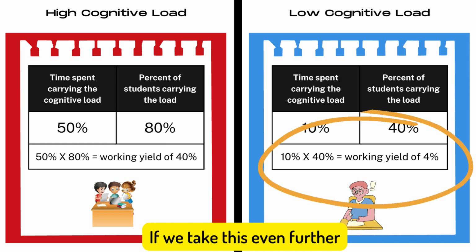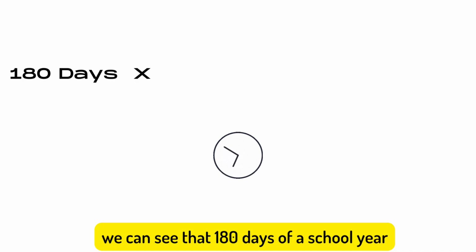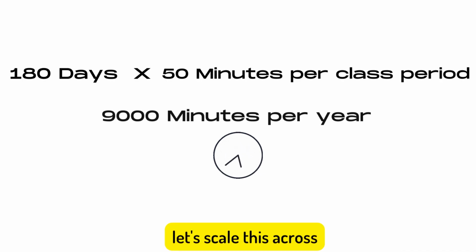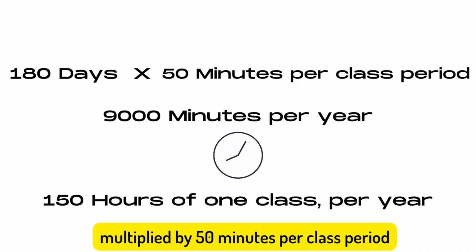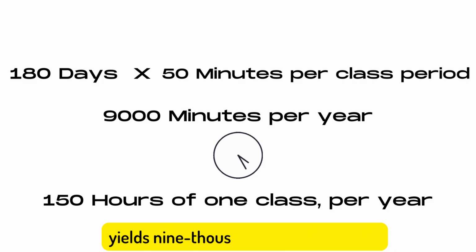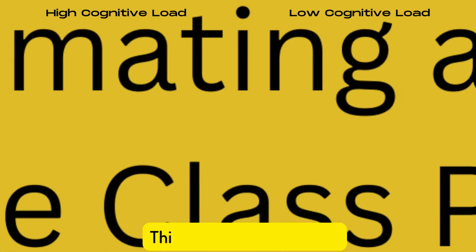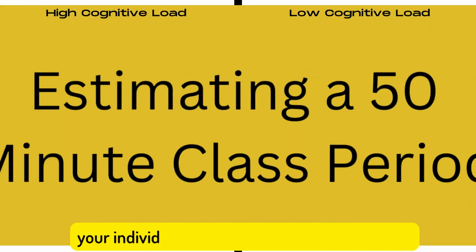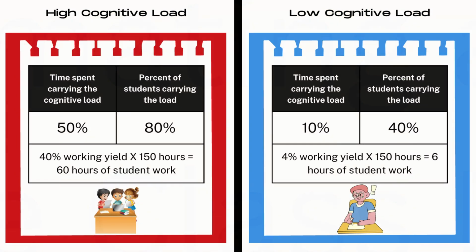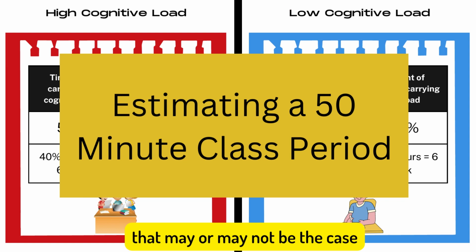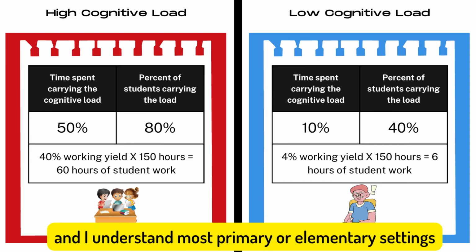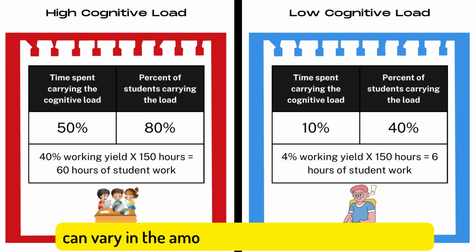If we take this even further, we can see that 180 days of a school year, let's scale this across, multiplied by 50 minutes per class period, yields 9,000 minutes per year, or 150 hours of one class period per year. This, of course, is assuming your individual class period equals 50 minutes. That may or may not be the case, and I understand most primary or elementary settings can vary in the amount of time spent on one subject.